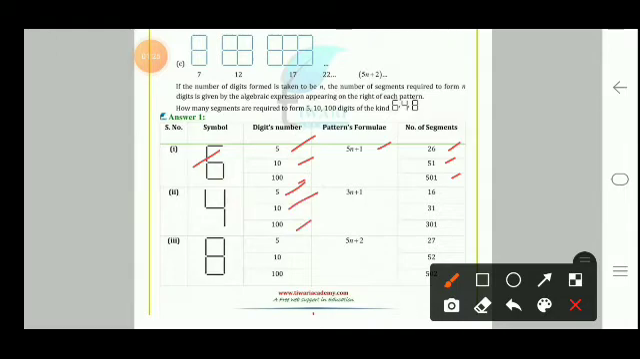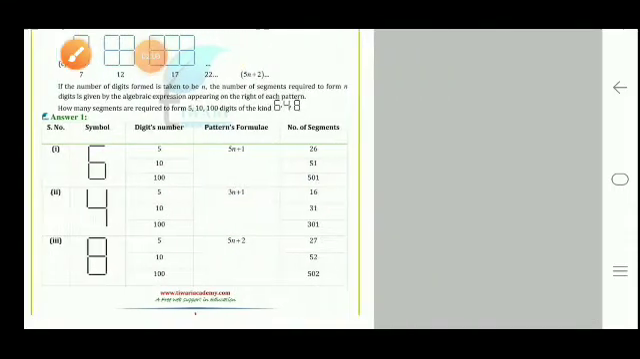The formula is 3n plus 1, so just putting the values here. In place of n we put 5, so 3 into 5 is 15, 15 plus 1 is 16. Then 10 into 3 is 30, 30 plus 1 is 31, then 100 into 3 plus 1 is 301. Then for the third part, the numbers of digits are 5, 10, 100. The formula is 5n plus 2. Putting 5 for n, 5 into 5 is 25, plus 2 is 27. Then 10 into 5 is 50, 50 plus 2 is 52, 100 into 5 is 500, 500 plus 2 is 502.